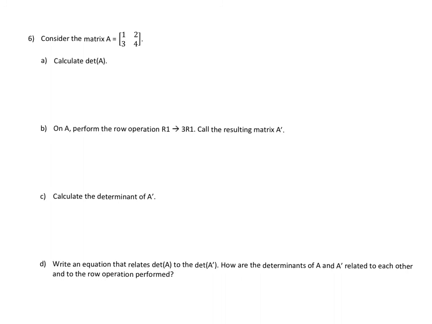Okay, here's a matrix 1, 2, 3, 4. Calculate the determinant of A. So that's 1 times 4 minus 2 times 3, which is negative 2. All right, on the matrix A, we're going to perform the row operation. Row 1 becomes 3 times row 1. And the resulting matrix we're going to call A prime. So A prime is going to be, I'm just replacing row 1 with 3 times row 1. So this is going to become 3, 6, 3, 4. Okay, calculate the determinant of A prime. So that would be 3 times 4 minus 6 times 3. 12 minus 18 is negative 6.